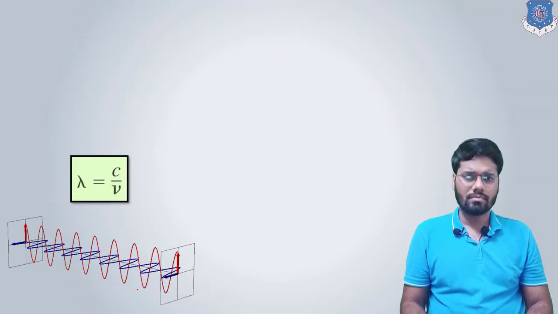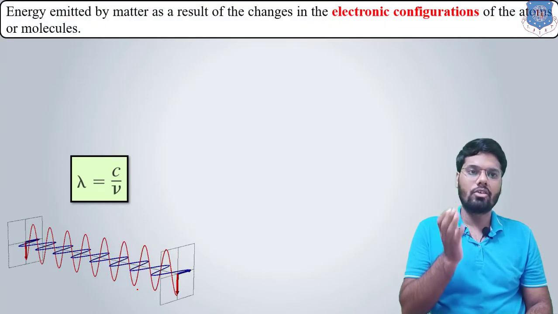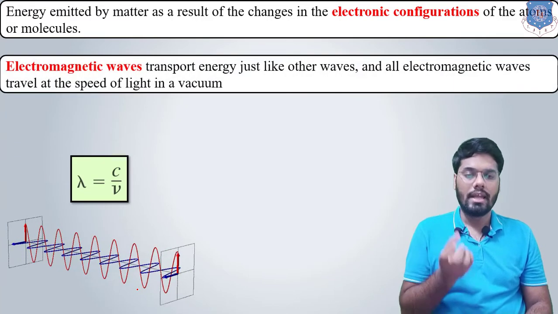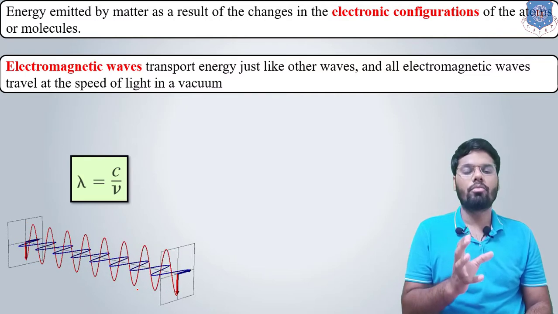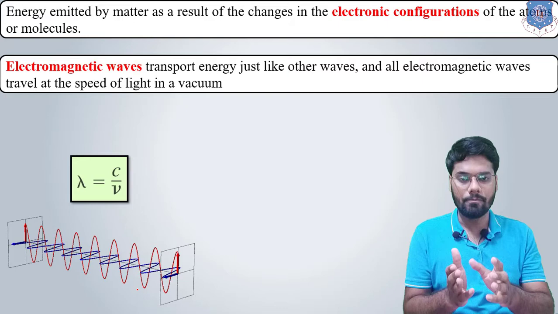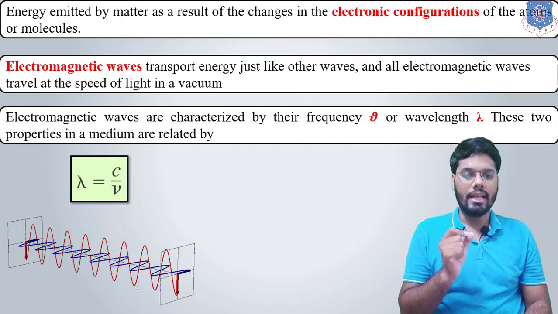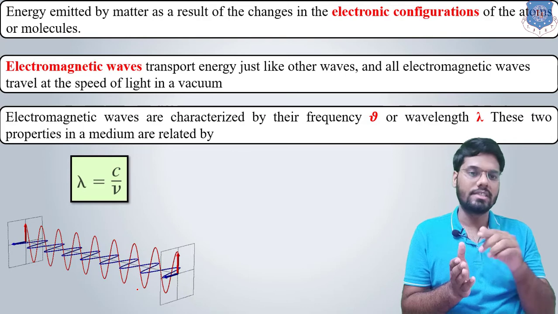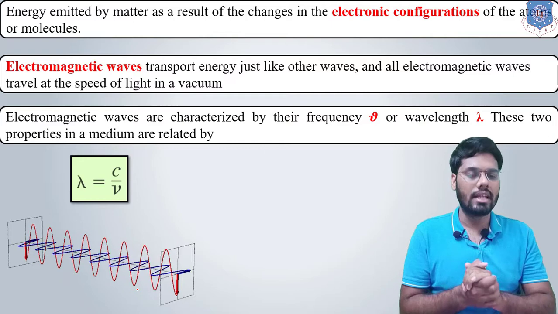Now let's understand the energy emitted. The electromagnetic wave which is emitted by the molecules contains some energy, and that electromagnetic wave transports energy just like other waves, and all electromagnetic waves travel at the speed of light in a vacuum. Every wave has its own properties, and electromagnetic waves are also characterized by their frequency, which is denoted by nu, and wavelength lambda, because every wave has its own wavelength and frequency.